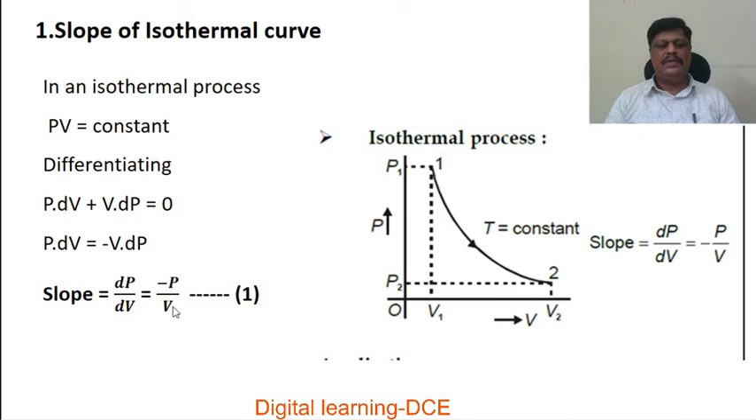Here the negative sign shows that as volume increases, pressure decreases. As volume increases in the isothermal process, to maintain the temperature constant, pressure should decrease. Therefore, the slope is negative.